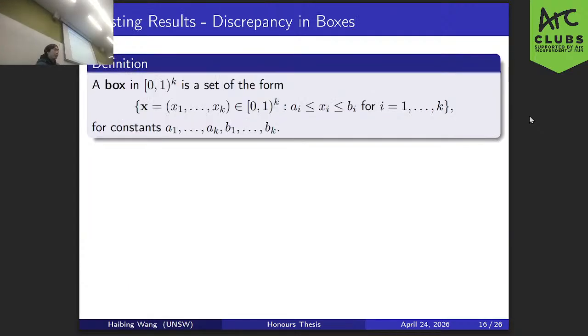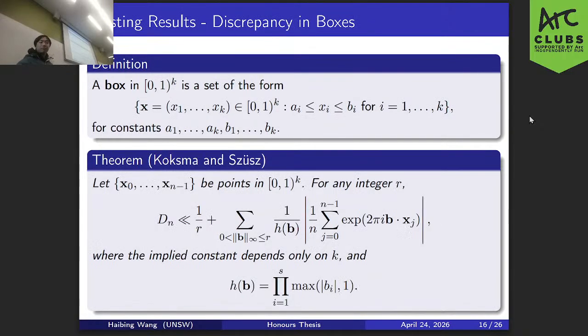Yeah, so we have some results on the discrepancy in boxes. A box, this is your intuitive definition of a box: you take two endpoints and you extend out all of the axes to meet both sides. Actually, this is a very similar version of the inequality for the 1D case, but just extended to 2D, to multiple dimensions.